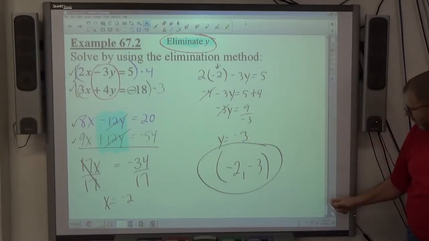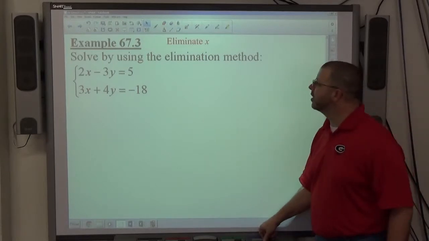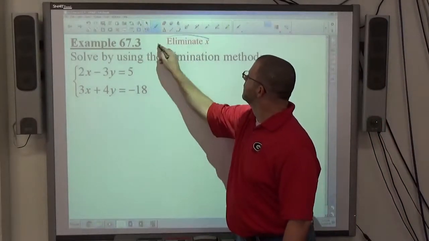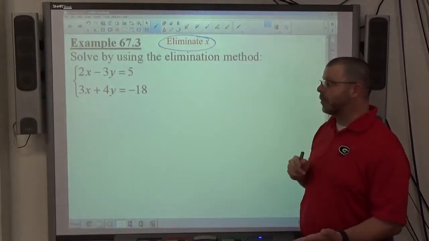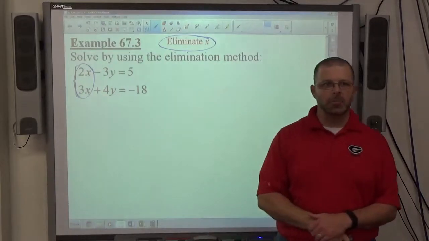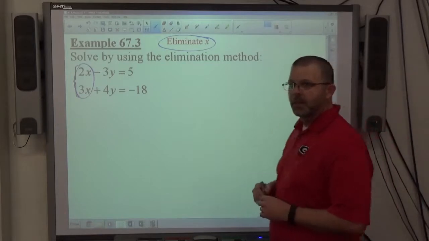That's the problem. Notice example 3, the exact same problem. Only difference in the process here is this says eliminate x. So I want to get rid of x. So I want these two to be opposite, the same number. So first of all, let's focus on the same number part. What number can I make them become, Parker? The x's, what number can I make them become? 6. 6, very good.